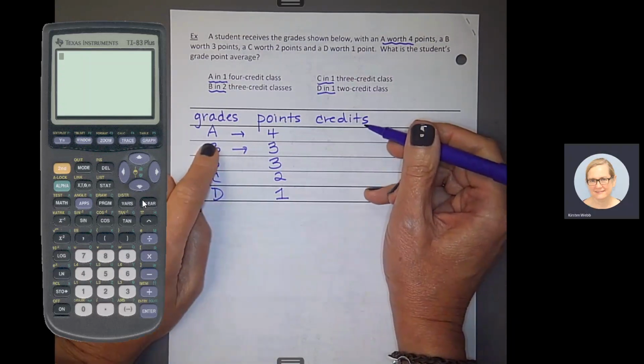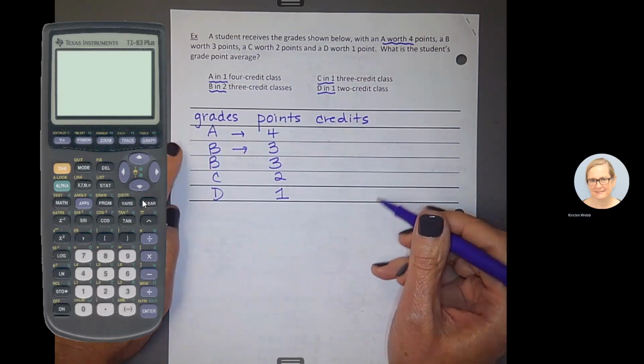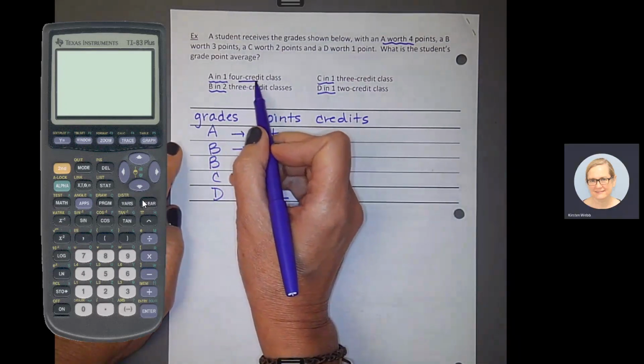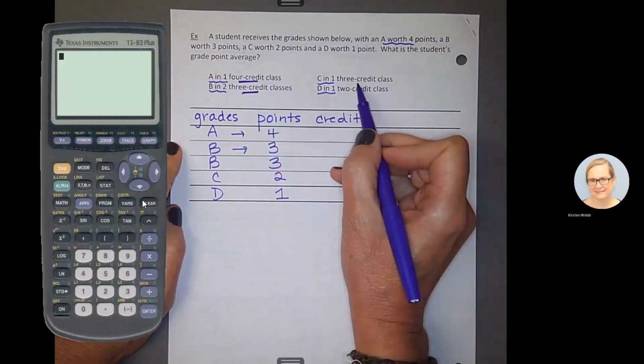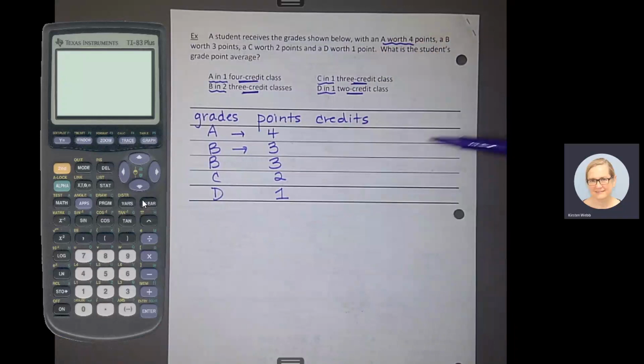Let's go back then and see what the credits were for each of those classes. So now I'm kind of looking at this part again. This doesn't have to be in any particular order. I'm just trying to get my thoughts organized, get all my information together.